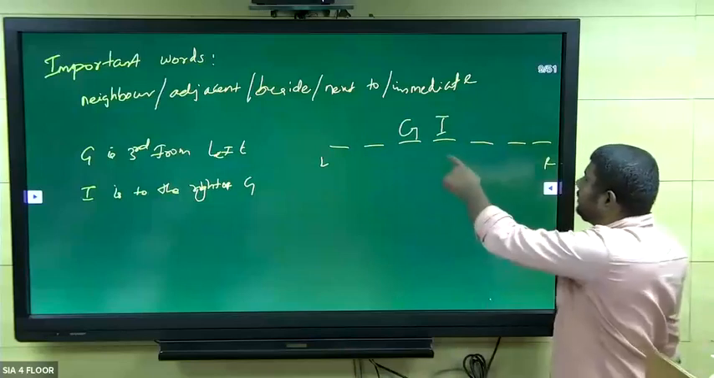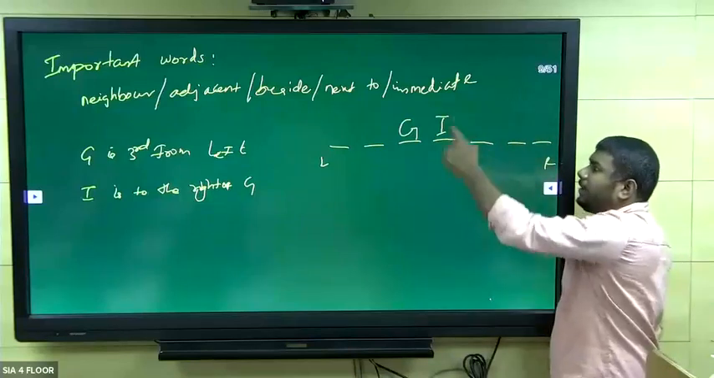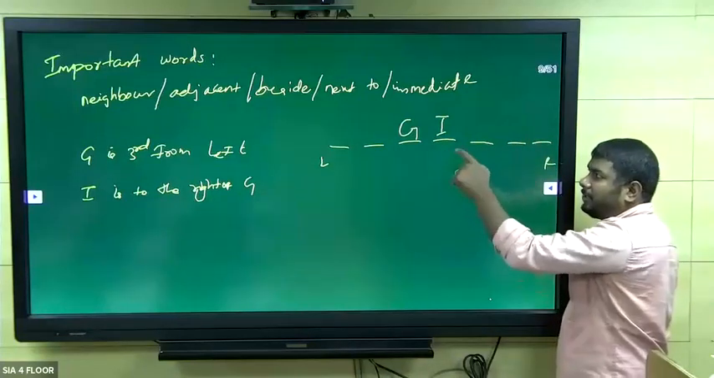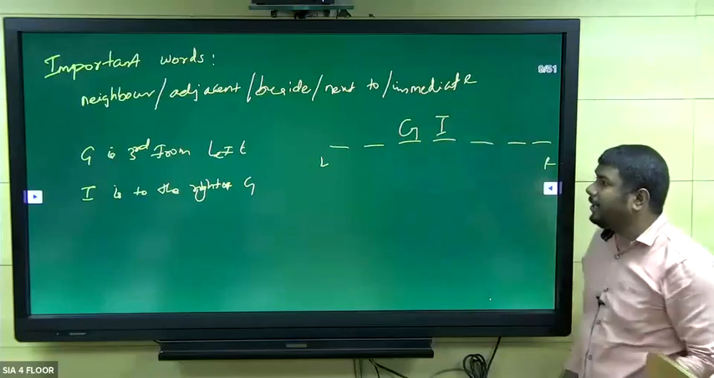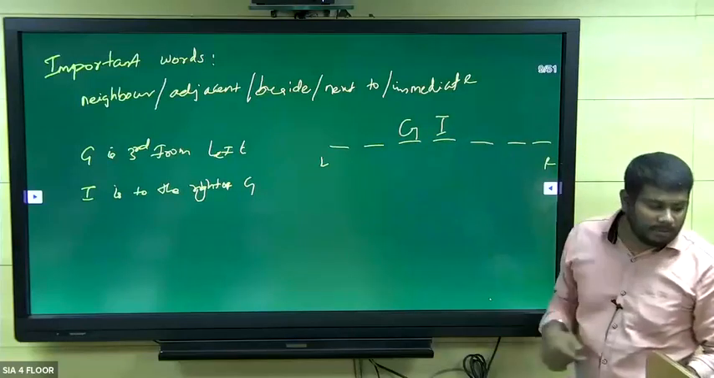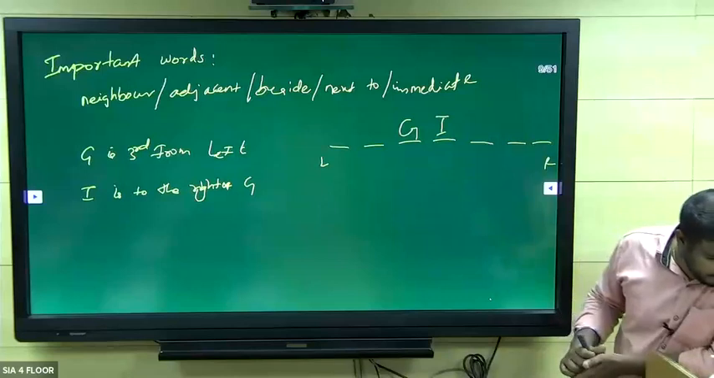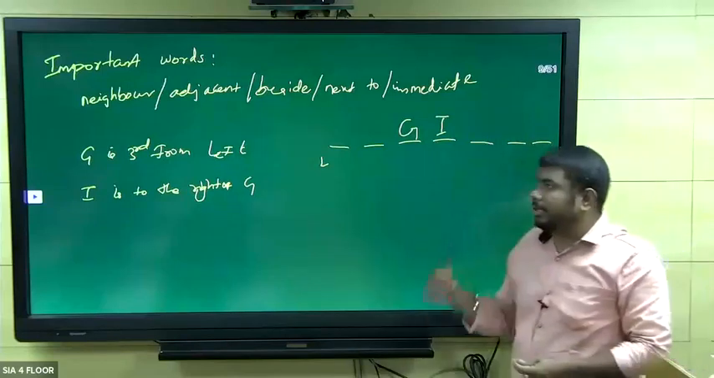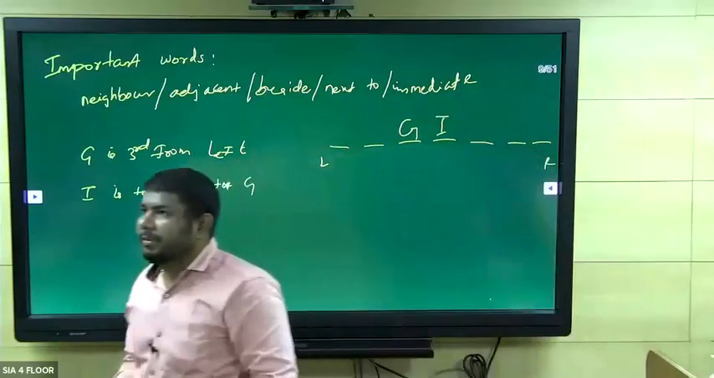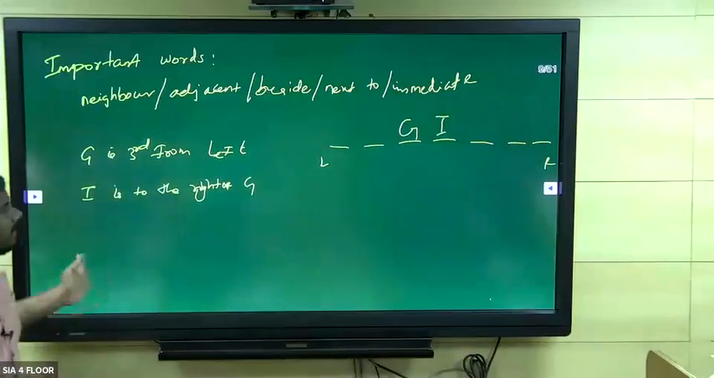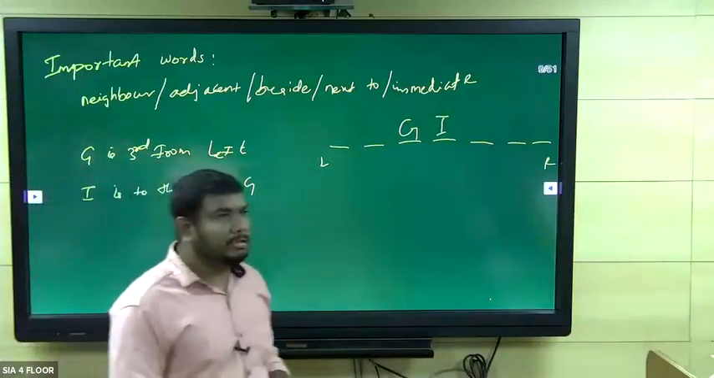In normal cases, all these four places are possible places for I. But in seating, in linear arrangement, this is the only possible place for I. Clear? This is very important in linear arrangement. That's all. Now we will move to the questions.